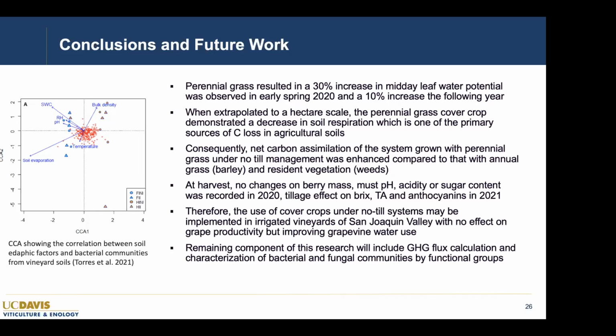And at harvest, we saw no changes to berry mass, pH, acidity, or sugar in 2020. However, we did see an effect on Brix, TA, and anthocyanins in 2021, though this is largely attributed to just timing of harvest. So we can conclude that the use of cover crops under no-till systems could possibly be implemented in irrigated vineyards of the San Joaquin Valley with little to no effect on grape productivity, but improving early season grapevine water use.